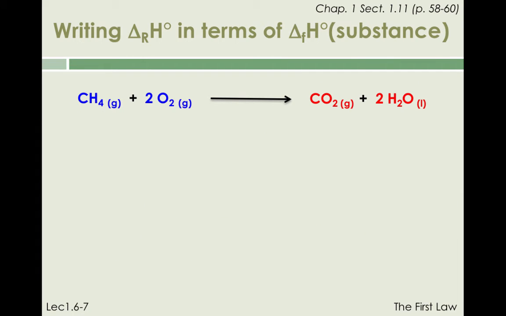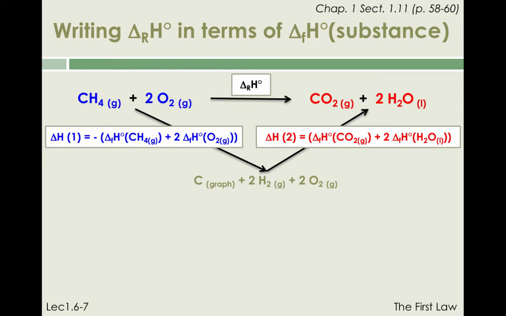In the previous slide, we essentially used Hess's law to write the reaction equation for the combustion of methane as the sum of two reaction equations. The first reaction consists in the reverse of the formation reactions of reactants, while the second reaction consists in the direct formation reactions of products. The enthalpy change for reaction 1 is minus the standard formation enthalpy for methane gas minus 2 times the standard formation enthalpy for molecular oxygen. The enthalpy change for reaction 2 is the standard formation enthalpy for carbon dioxide gas plus 2 times the formation enthalpy for water liquid.